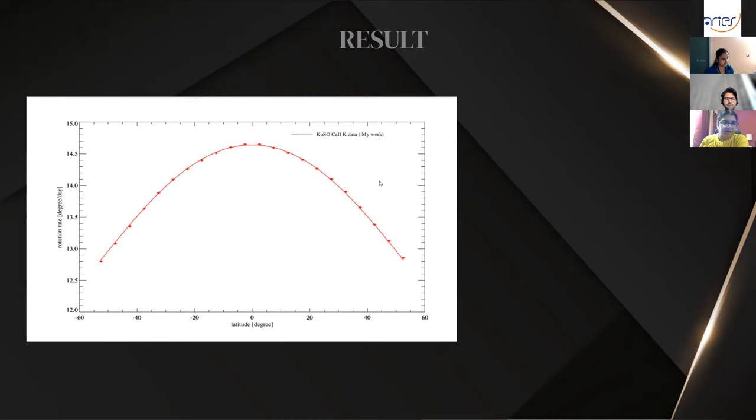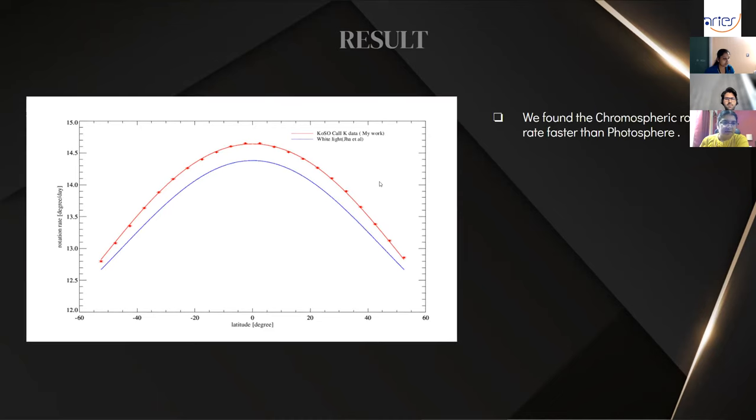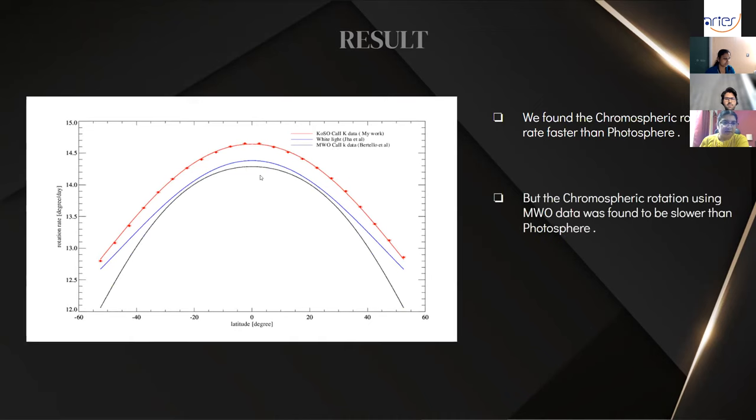Here you can see this red curve, and this blue curve is the photospheric rotation rate found in the Jha et al. paper using Kodaikanal white light data. So here you can see that we found the chromospheric rotation rate is faster than the photosphere. Next, this black curve is the result obtained using Mount Wilson calcium K data found in the Bertello et al. paper. In that paper, they found that the chromospheric rotation is slower than the photosphere.